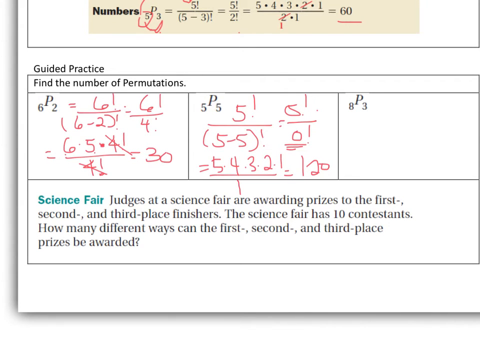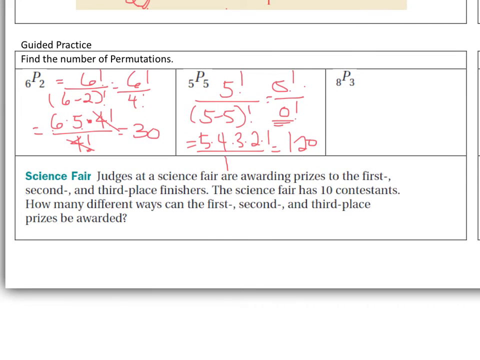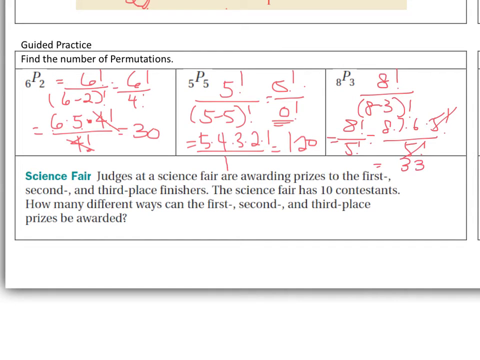And for 8P3, 8 factorial over 8 minus 3 factorial. So 8 factorial over 5 factorial. 8 times 7 times 6 times 5 factorial. Stop there. 5 factorial cancels out. And 8 times 7 times 6 would be equal to 336.